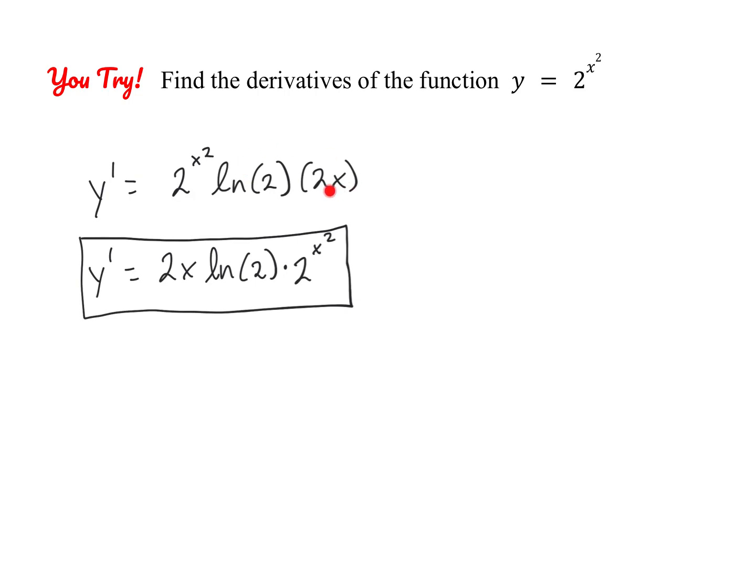All right, so go ahead and check. Here you can see for our chain rule, the outermost function is that exponential base function. So we have 2 to the power of x squared times natural log of 2. That's how you do the derivative of our exponential function. And then we'll multiply that by the derivative of our inner function, which is just 2x. And then I just rewrite it to look like this.